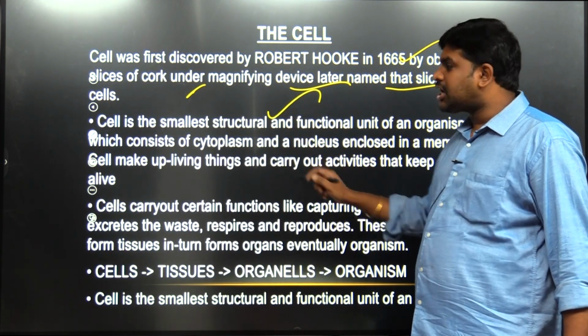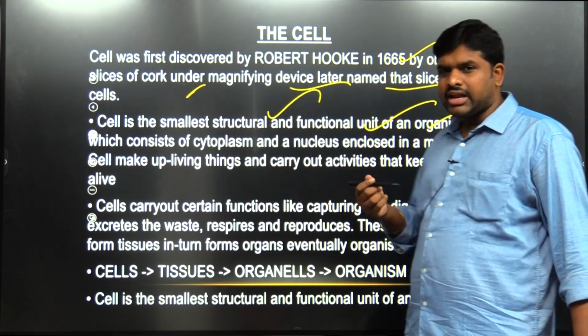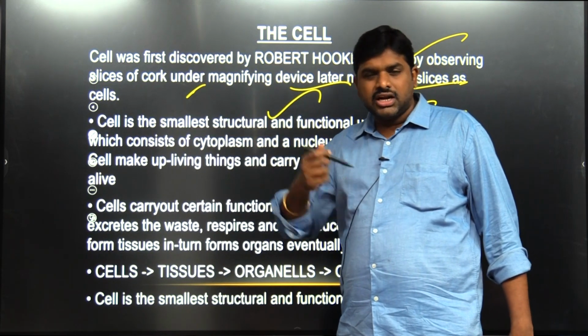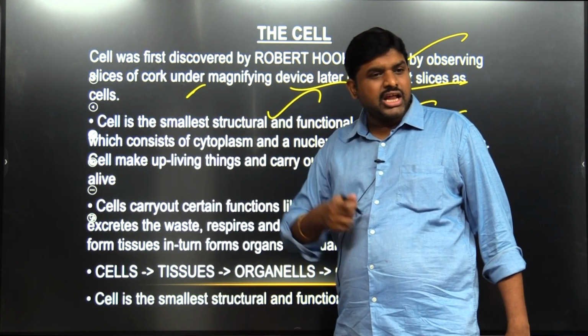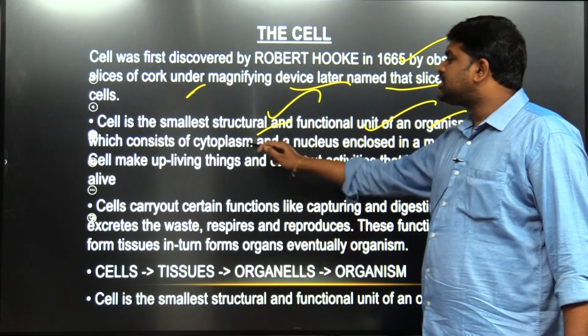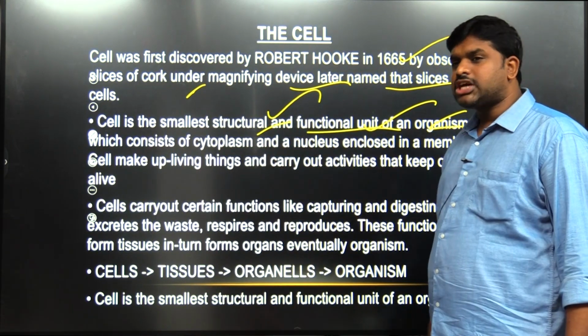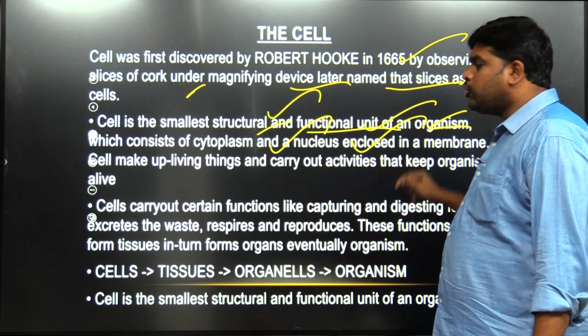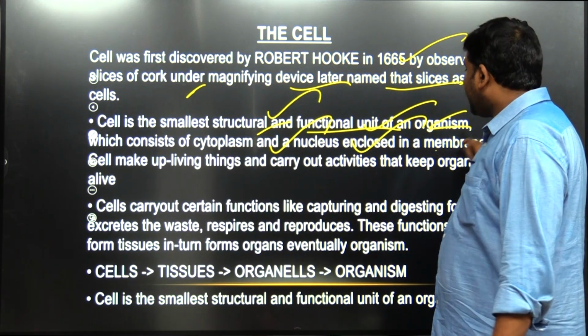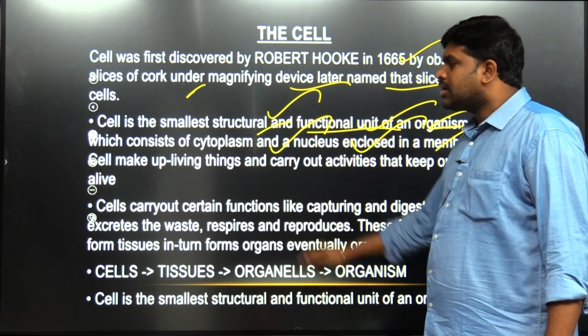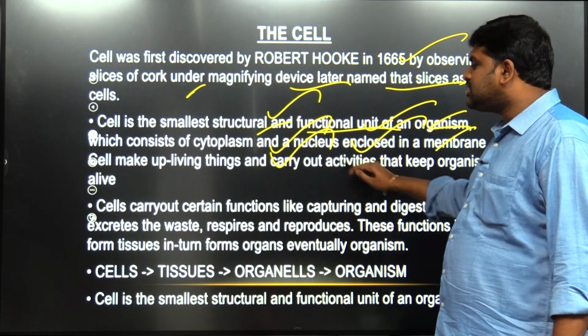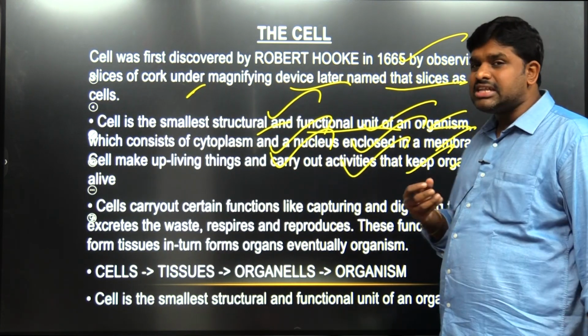The cell is the smallest structural and functional unit of an organism. It is structural and functional: every structure has a function. It is the structural and functional unit of an organism which consists of cytoplasm and a nucleus enclosed in a cell membrane. Cells make up living things and carry out activities that keep the organism alive.